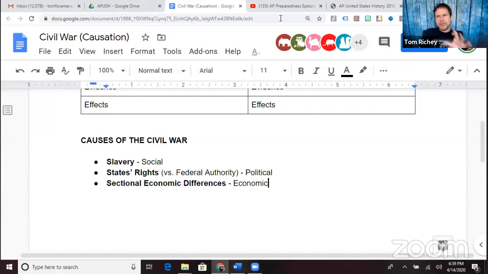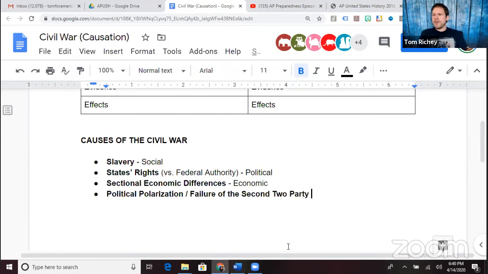Yeah, so here's the thing: when you look at Lincoln getting elected without a Southern vote, now that would be something. And that's where, let me go into here, Addie, I think this is great because we're not restricted to these three causes, anything that you can back up, okay? So what we would see here is political polarization, and the failure of the second two-party system, okay?